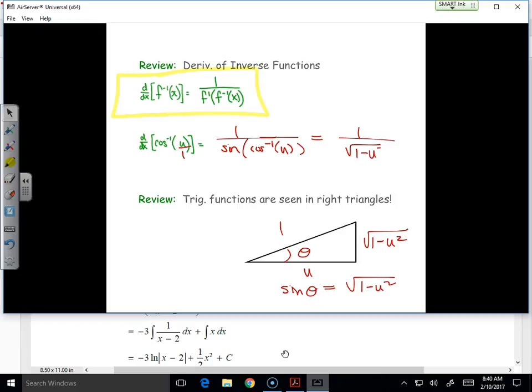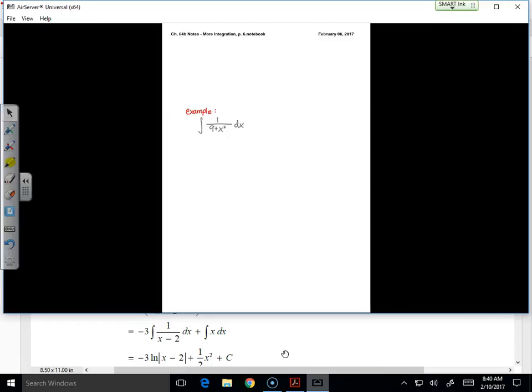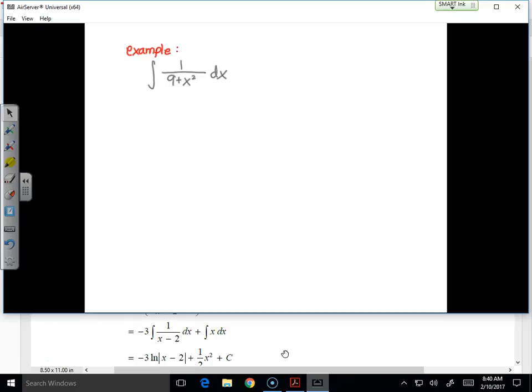The same way we use triangles in order to solve with the derivative formulas, we can technically use triangles to solve inverse trig integrals as well. Let's go ahead and just do another example. So we have the example, 1 over 9 plus x squared. 1 over 9 plus x squared.